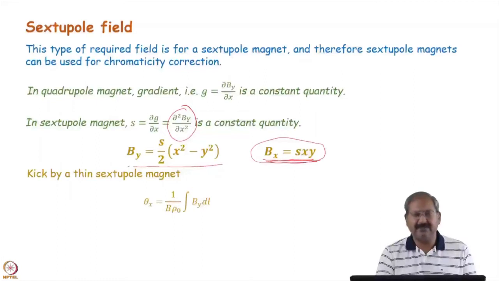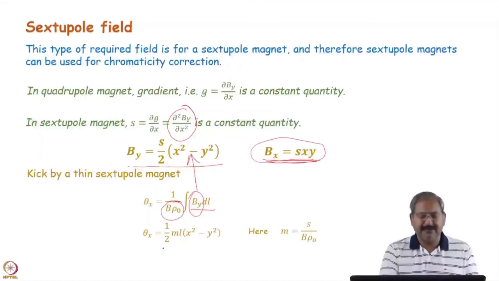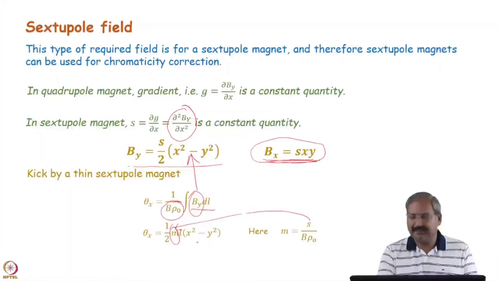as we calculated the kick due to the quadrupole. So again the same formulation will be used. Magnetic rigidity is here and B by D here. This formulation for computing the kick has been used many times. Now at the place of By, we will put this value. So this will be ML times (x square minus y square). Here M will be S by By. So this will be half ML (x square minus y square).